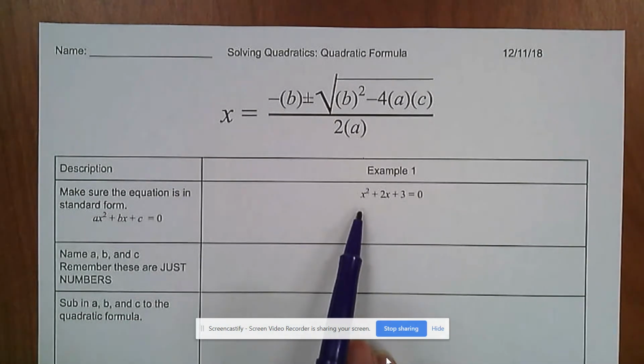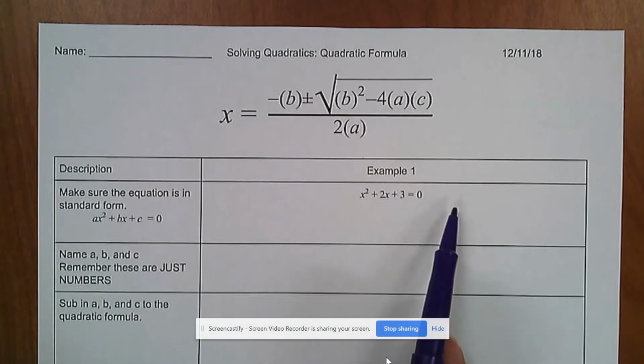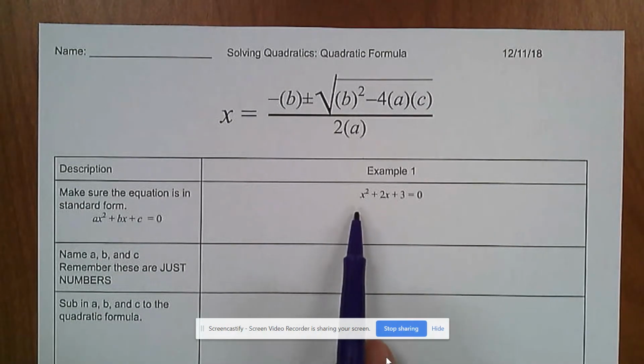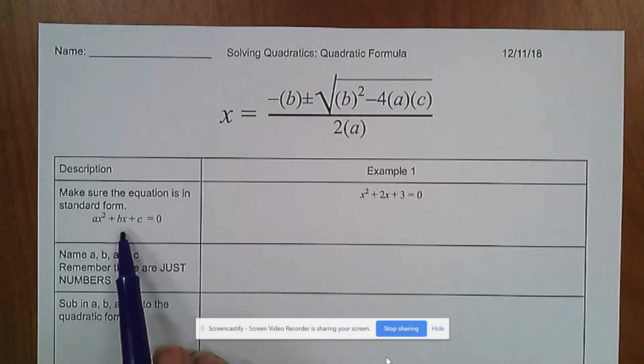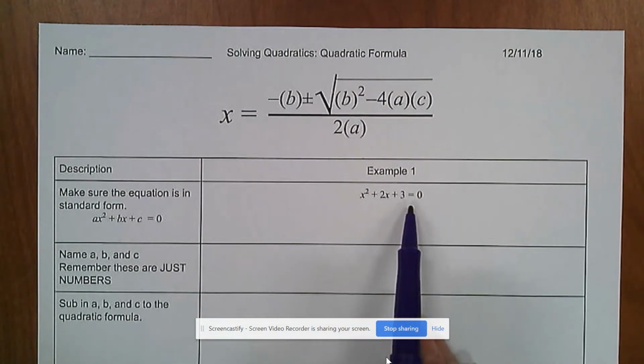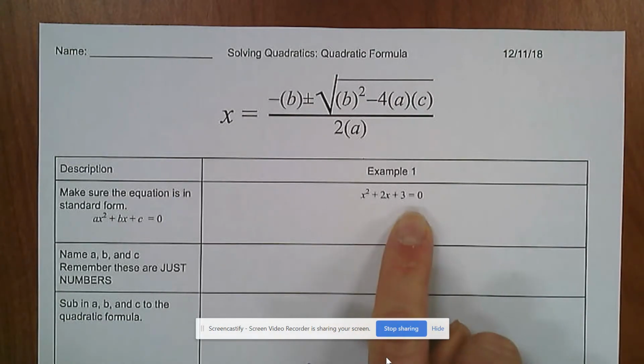So when we're given a quadratic equation like this, we're going to make sure it's in standard form. Standard form is when you have your x squared term, then the term with the x, and then your constant, which we're going to call c, which is the number without an x, and it's set equal to 0. So that's how you know it's standard form. They need to be equal to 0. Once you make sure your equation looks like that, you're going to name the a, b, and c.